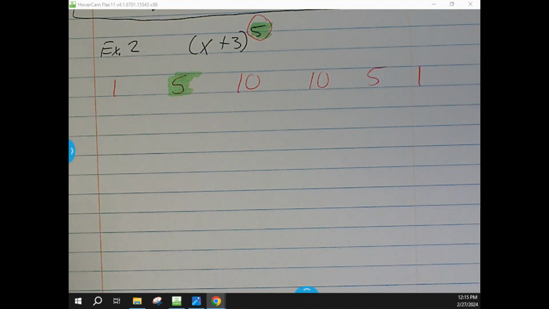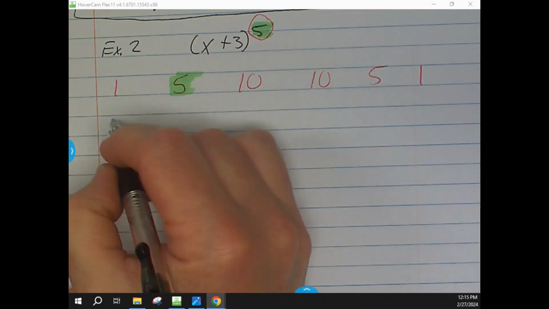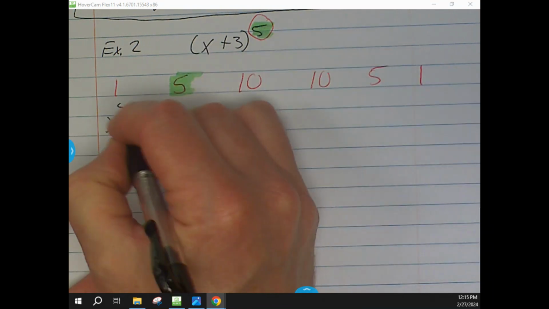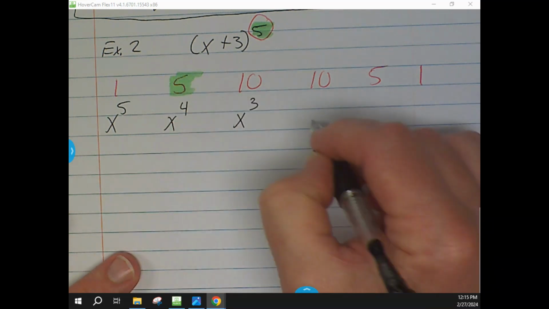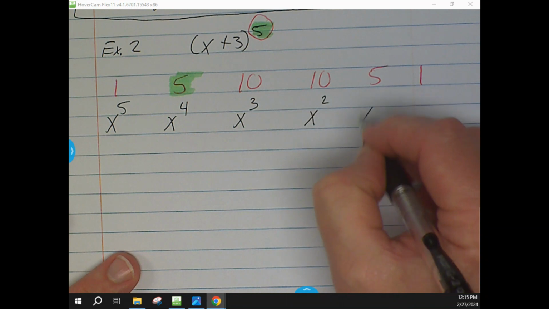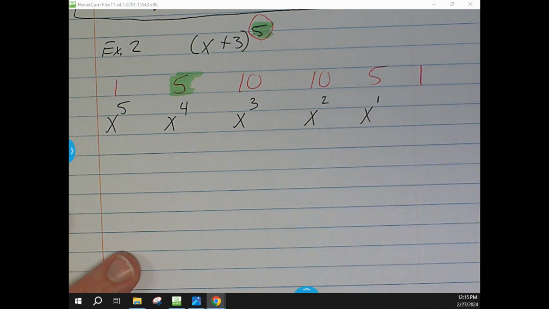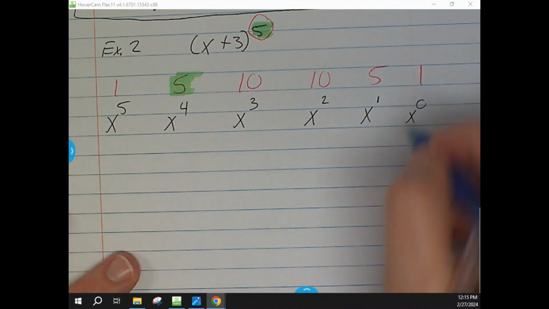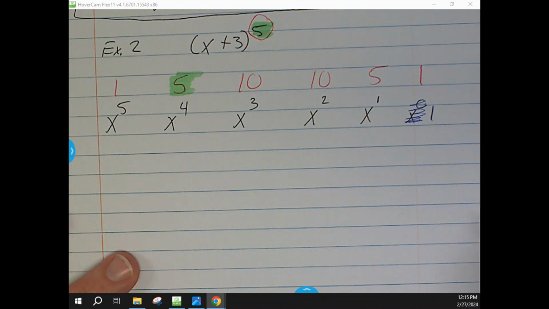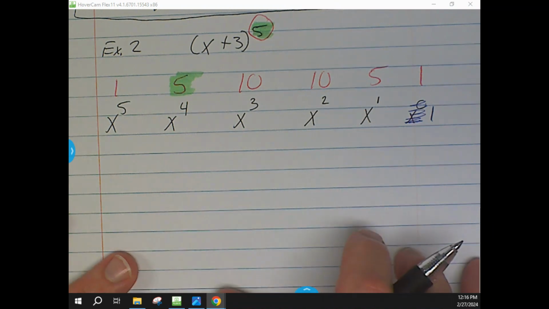Okay, now and again, this is the part that hopefully should be pretty easy for this one. You start with the first part, the x, and you count it down. It's x to the 5th power, x to the 4th, x to the 3rd, x to the 2nd, x to the 1st. Again, this would be x to the 0 power, but we said anything to the 0 power is 1, so that part you can go ahead and just scratch that out and put a 1 there.